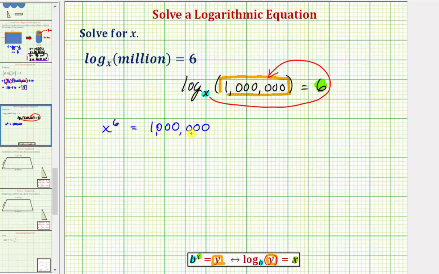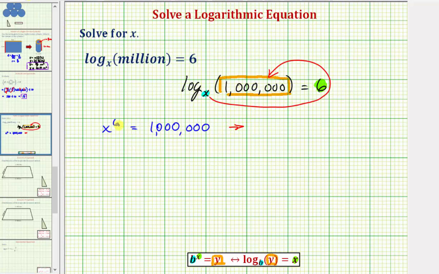Now from here, there are several ways to solve this equation. Notice that we have 1 followed by 6 zeros, so maybe we recognize that 1 million is equal to 10 to the 6th. So one method would be to recognize that we can rewrite this equation as x to the 6th equals 10 to the 6th, and if the exponents are the same, the bases must be the same, and x must equal 10. If we don't recognize this though, there are a couple other ways to solve this equation.